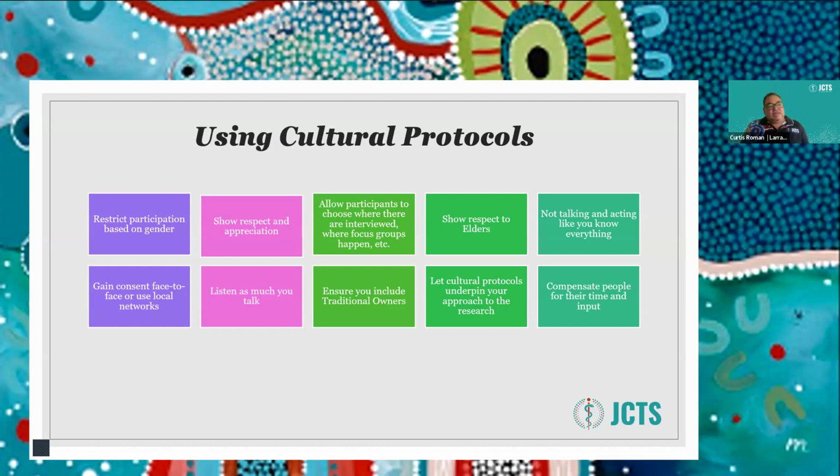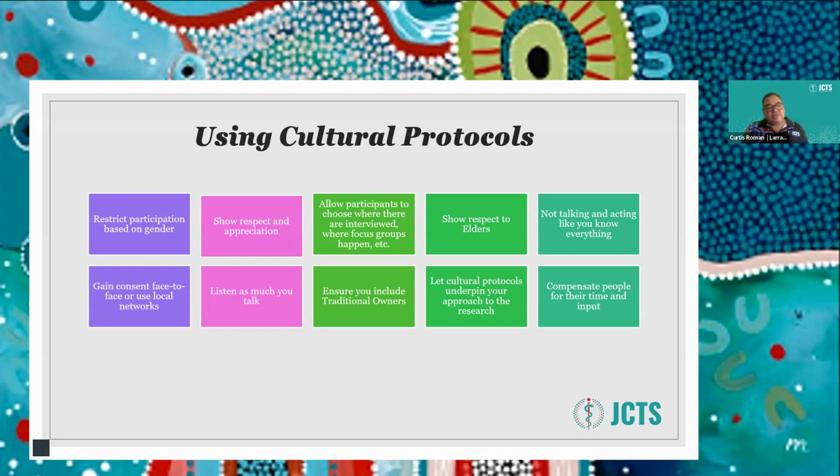So as you can see here, these ones are about restricting participation based on gender. If you think that's important to your study, compensating people for their time and input, ensure that you include traditional owners in your research. That's always a good thing to do. You can imagine how traditional owners would feel if you went to a particular place and interviewed a whole lot of other people, but not them. It's not a great thing to do.